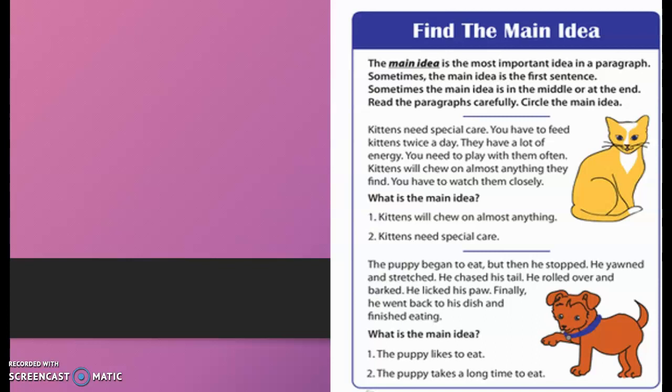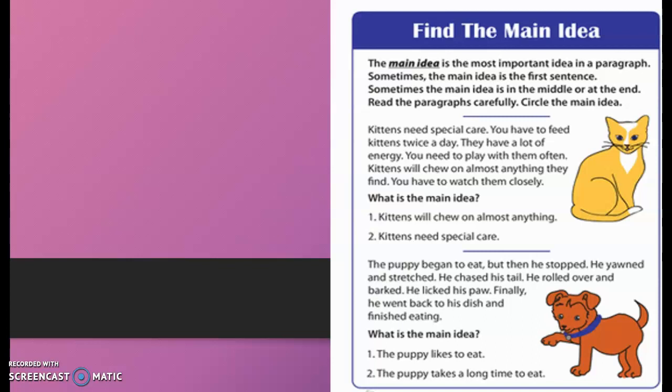Circle the main idea. Kittens need special care. You have to feed them. You have to feed kittens twice a day. They have a lot of energy. You need to play with them often. Kittens will chew on almost anything they find. You have to watch them closely. What is the main idea?